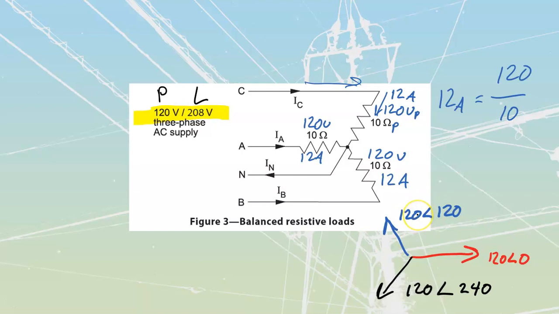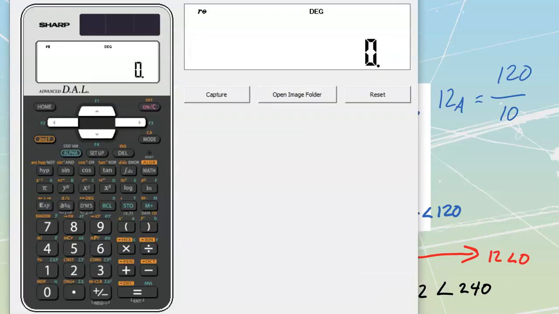Oh, and sorry, I'm making a mistake over here. I'm looking at the voltages. What we wanted to be talking about was the currents. So we'll just replace those with the current values: 12 at angle 0, 12 amps at angle 120, and 12 amps at angle 240, like that. My apologies. Sometimes it's really hard to talk and draw and write all at the same time.